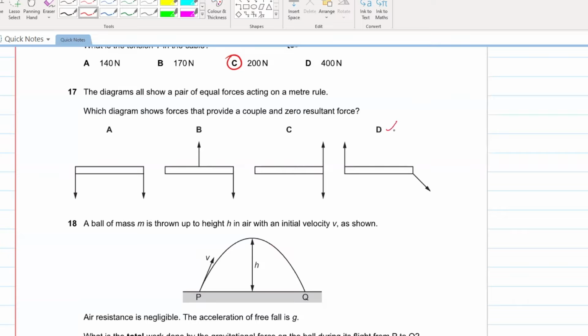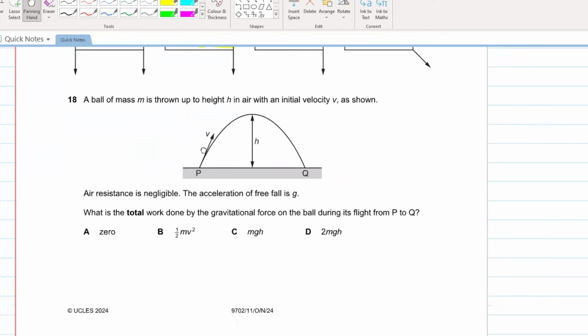So D cannot be my answer. C cannot be my answer because there is no perpendicular distance between them. B looks like a perfect answer. Why? Because one force is acting upward, one is downward, both are equal, and there is a perpendicular distance d between them. This is a couple. B is your answer. Let's further move ahead.